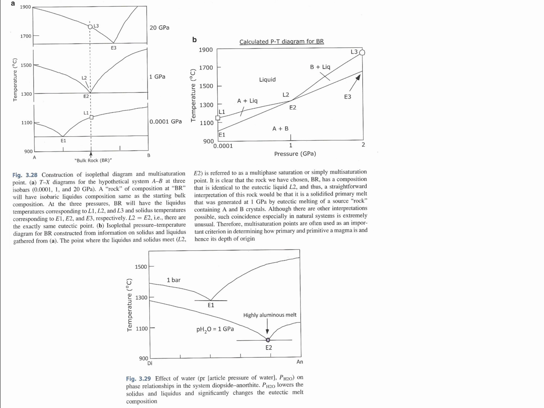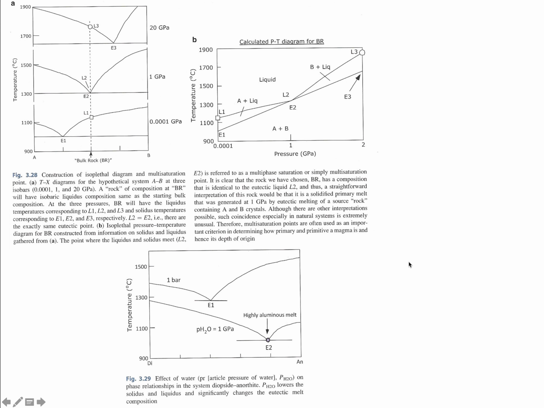So that means the pH2O lowers the solidus and the liquidus and significantly changes the eutectic melt composition. So that is now the water pressure in a system, yeah? And that will lower the eutectic point of a melt composition.